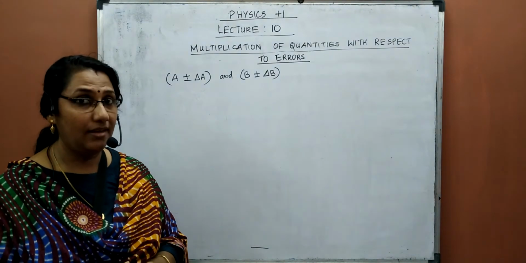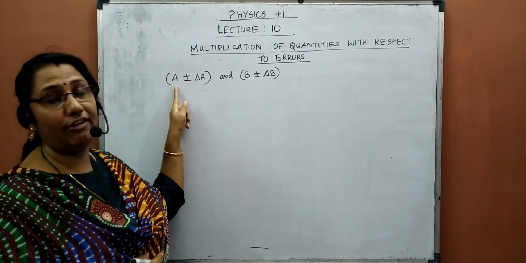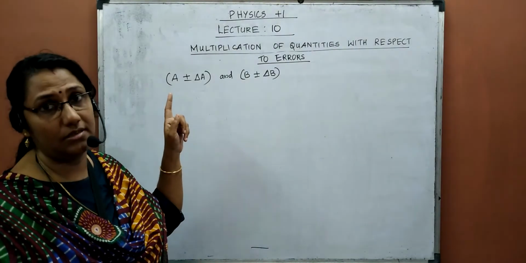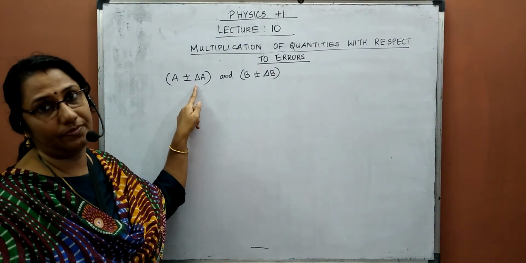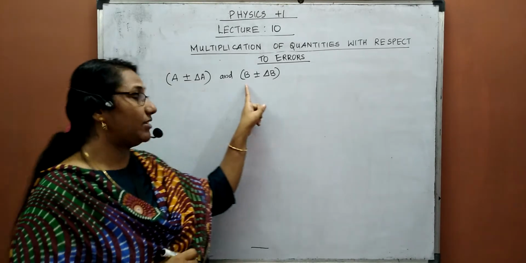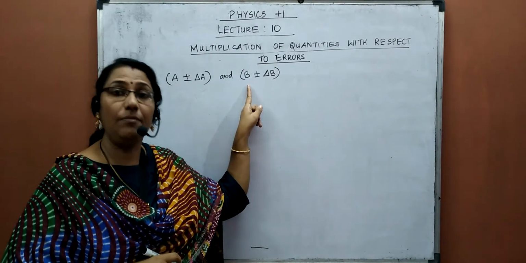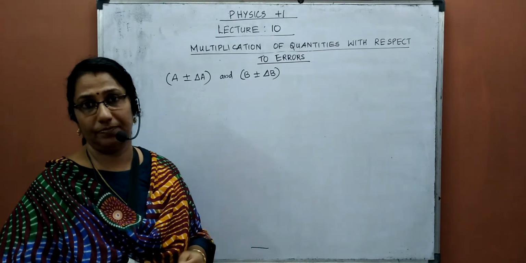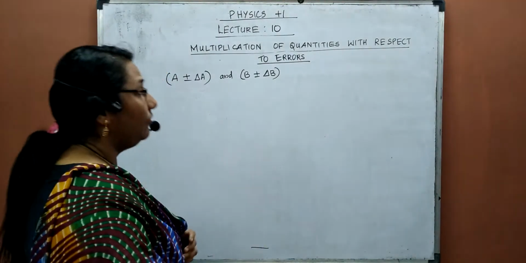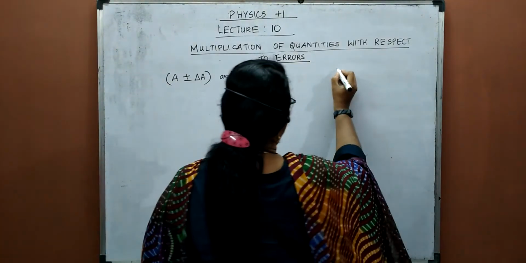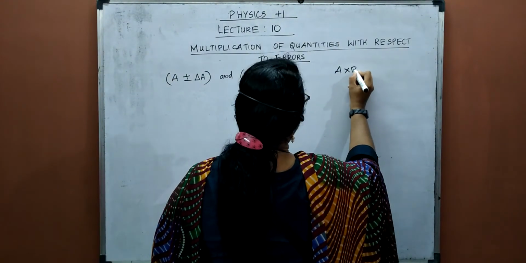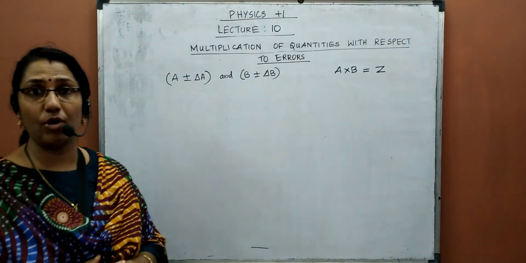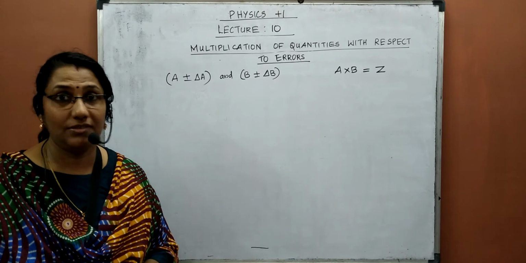What does it mean? Our first quantity is A, but when A is measured, some error occurs. That error is delta A. Similarly, our second quantity is B, but when B is measured, some error occurs, and that error is delta B. And we have to multiply A and B to obtain the product Z. We are going to find the product Z with respect to the errors.